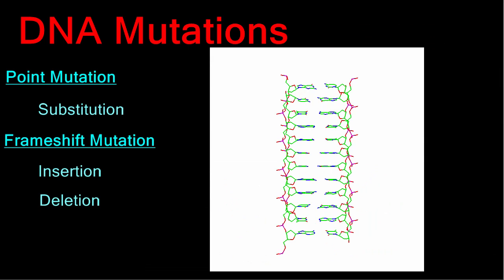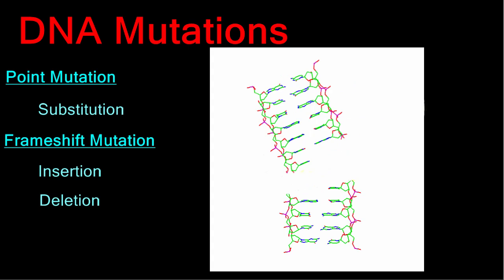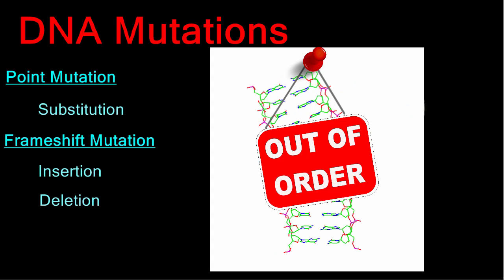Yet another form of a mutation occurs when the bonds of the sugar phosphate backbone of the DNA molecule are broken. If the break occurs within a gene, then that gene will no longer function properly and the cell will no longer be able to manufacture the protein coded for by the gene.